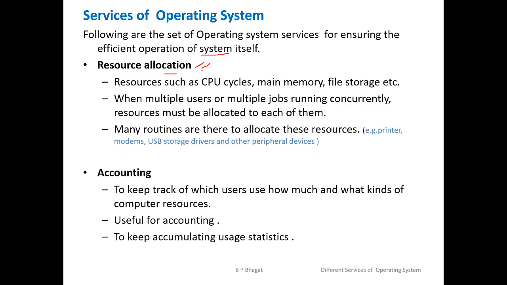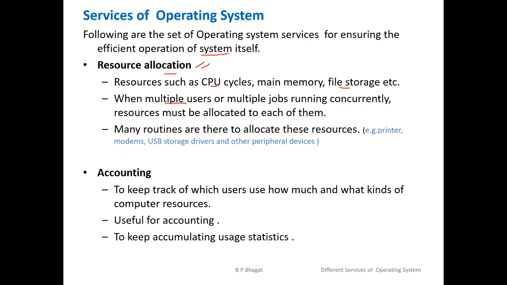Various resources are used by the computer system, that is, the CPU, CPU cycles, main memory, file storage, and peripheral devices like hard disk, CDs, DVDs, then keyboard, monitor, modem, scanner, and so on. All these resources will be used by the different processes.